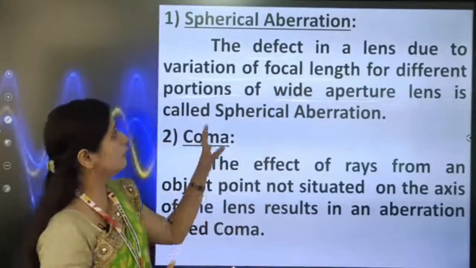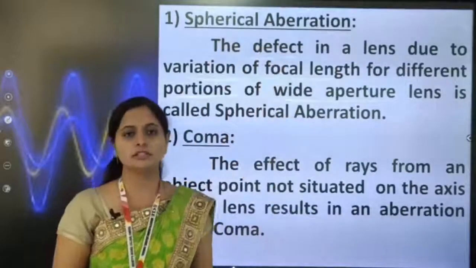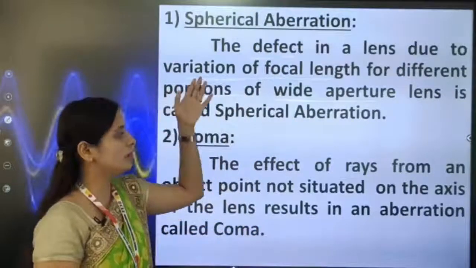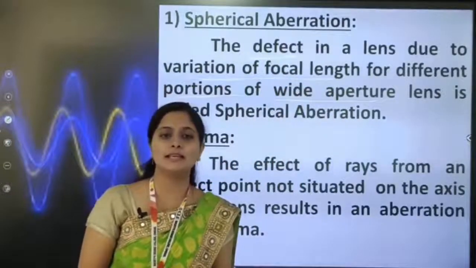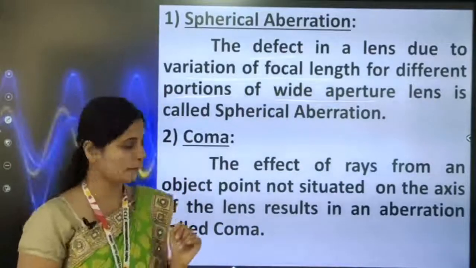Such a type of aberration is nothing but spherical aberration. Got it? So here the variation of focal length at different portions of a wide aperture of a lens is produced, and we call this spherical aberration. So next, coma.